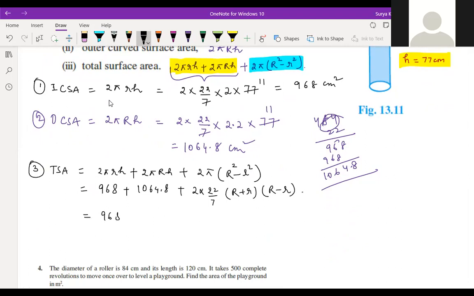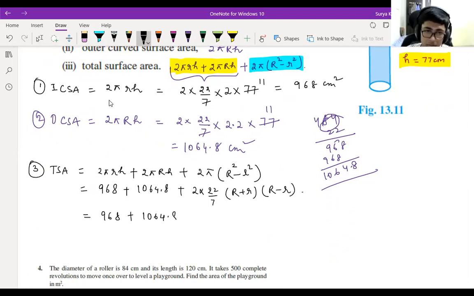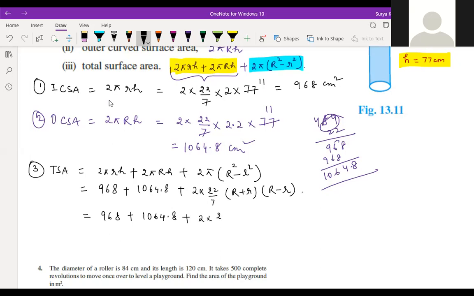So 968 plus 1064.8 plus 2 into 22 by 7. R plus r is nothing but 2.2 plus 2, actually you should write here. 2.2 plus 2 and 2.2 minus 2. So you can write again 968 plus 1064.8 plus 2 into 22 by 7 into 4.2 into 0.2. The 7 6s are 42, 0.6.